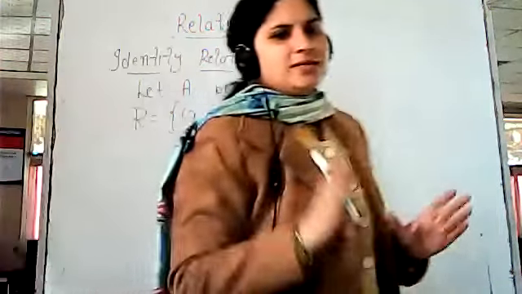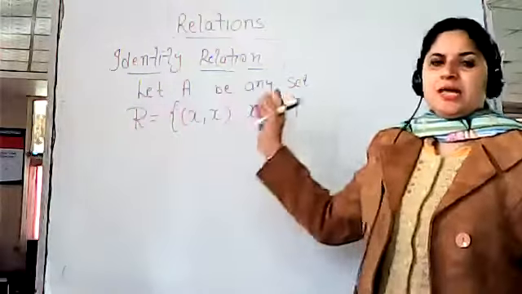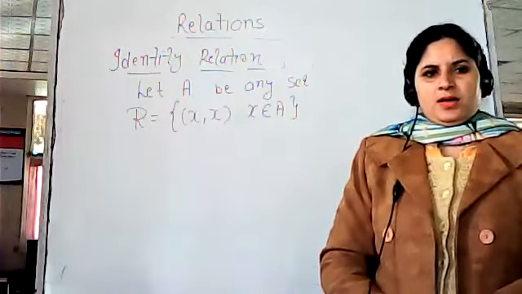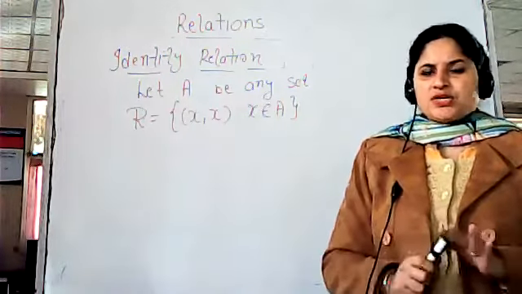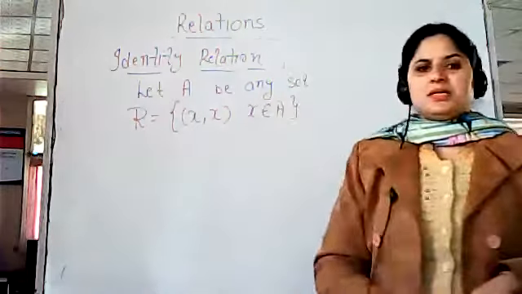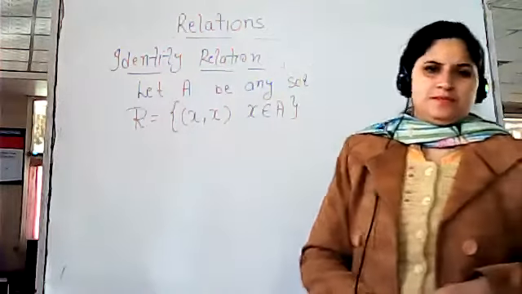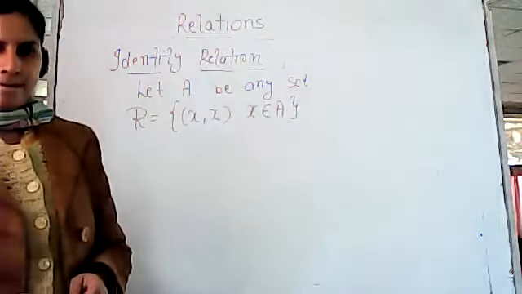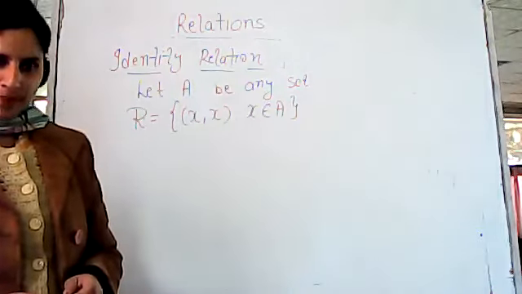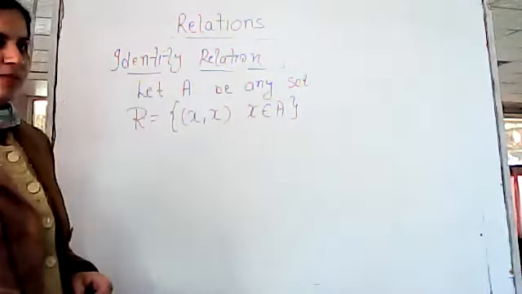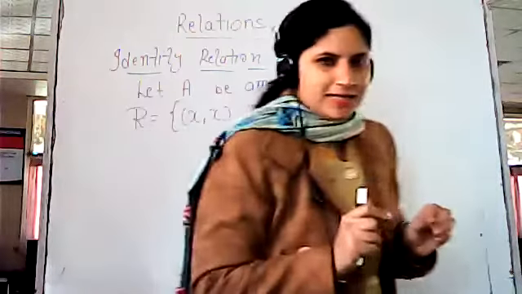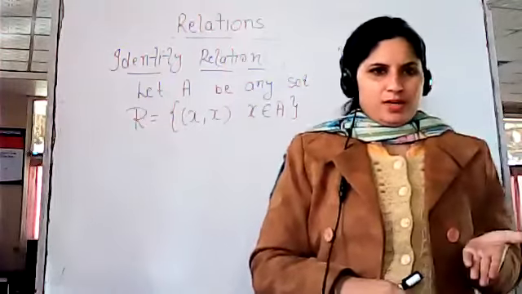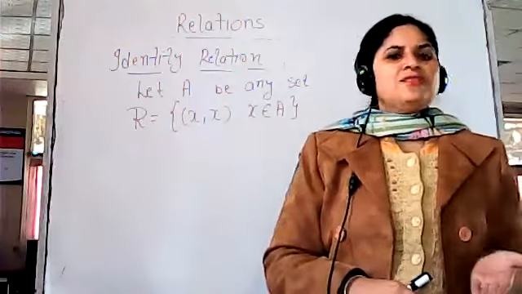Can you tell what is the difference between identity relation and reflexive relation? Any idea? Distinction between identity relation and reflexive relation. Ma'am, in an ordered pair with 1, 2, 3, only (1, 1), (2, 2), (3, 3) will be in identity, but (1, 2) will not be there. Very good. It means in case of identity relation, every element is related to itself only. Every element will be related only with itself.